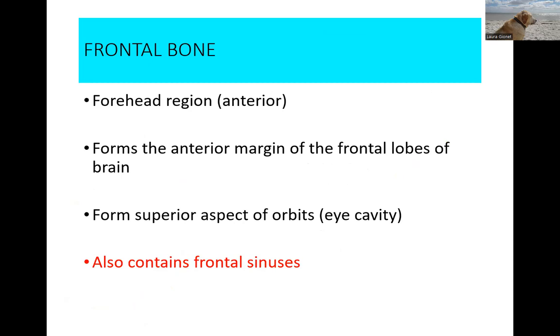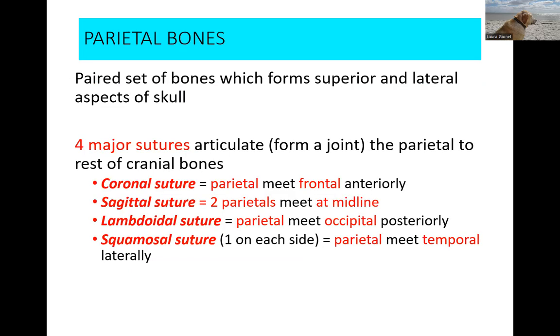The frontal bone is found in the forehead region. It forms the anterior margin of the frontal lobes of the brain. Part of it forms part of the eye orbit, and it also contains the frontal sinus. Parietal bones are paired bones to the lateral aspects of the skull.